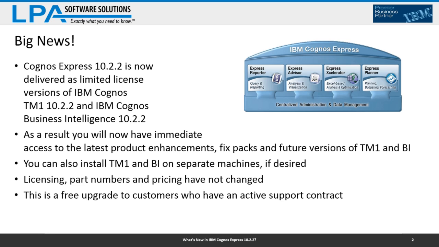You can install TM1 and BI if you own Reporter and one of the other towers. Licensing is not different. Part numbers are not different. The maintenance and support contracts are not different. What's different is now there is not a separate code base. And you'll be able to upgrade to 10.2.2, provided you have an active support contract now for your Express licenses. And indeed, you'll be able to install TM1 and BI, or if you will, Xcelerator and Reporter, on separate machines for the very first time as a result of this change.